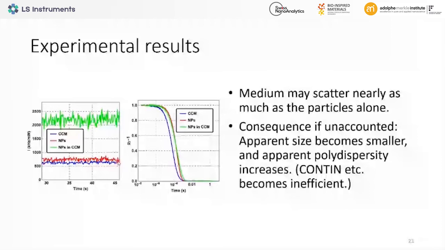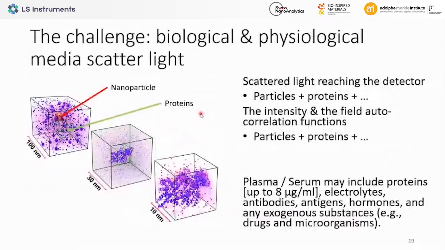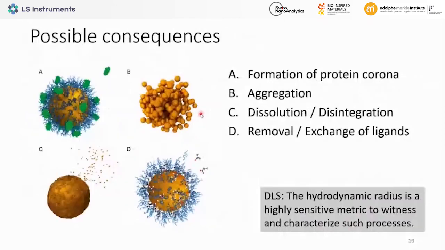So it means that when you look at the correlation function of the particles in cell culture media, which here is again the green curve, you must find 2 components in it. One coming from the cell culture media and one coming from the nanoparticle, depending on what happened to the nanoparticle. Maybe you remember here, right? These are the basic scenarios that can happen. Whether there is a protein corona, there is aggregation, there might be dissolution, ligand exchange, etc.